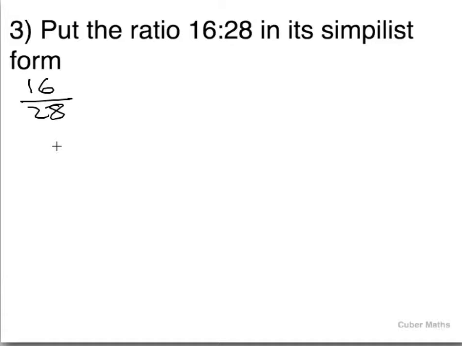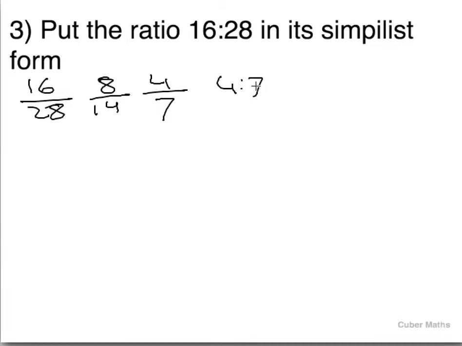So 16 divided by 28, well, they're both even numbers, so if we divide them by 2 to begin with, that's going to give us 8 over 14. Now we can divide that by 2 again because they're both even numbers, and that's going to give us 4 over 7. That will be our simplest form because 7's a prime number. So to put that back in a ratio, we'll just put that as 4 to 7.